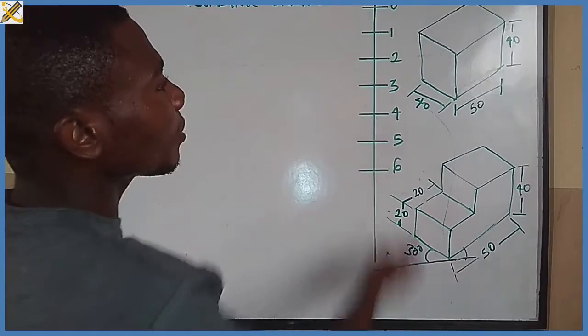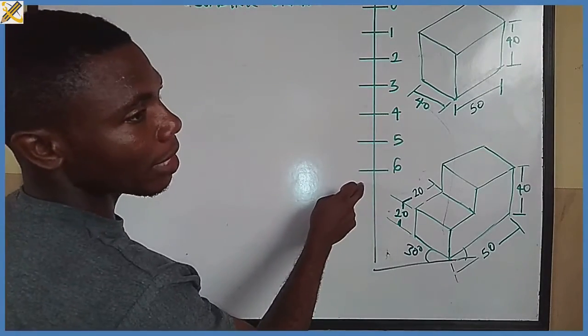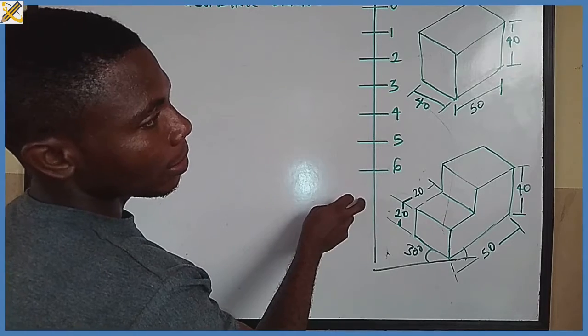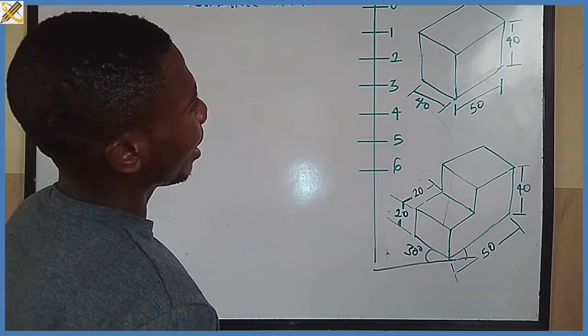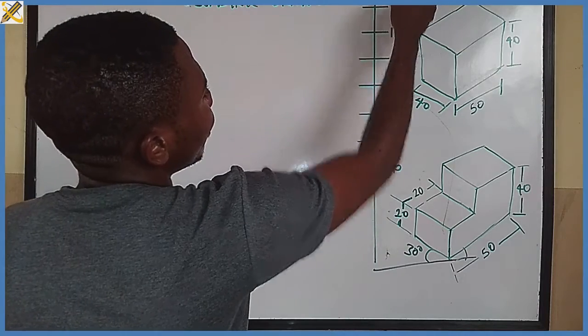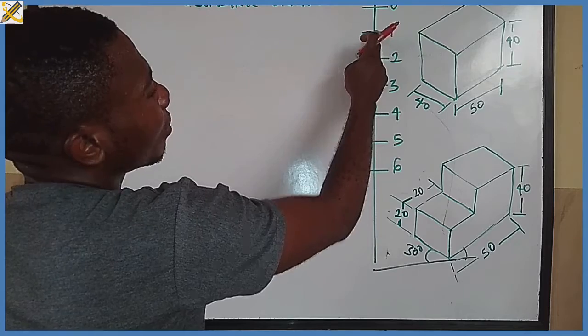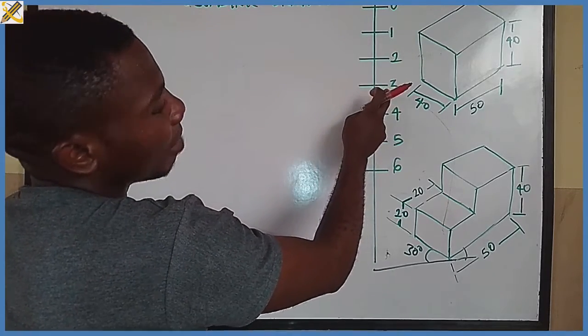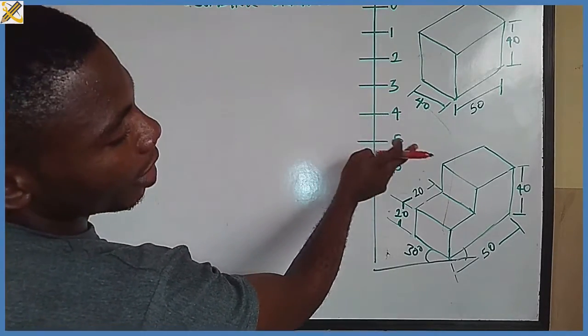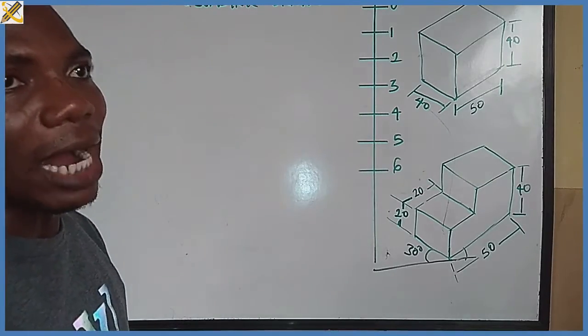All right. Okay, right on the screen here, this is going to act as my ruler, and it is calibrated in millimeters. 10 millimeters, 20 millimeters, 30 millimeters, 40 millimeters, 50 millimeters, 60 millimeters. So that is my ruler right there.